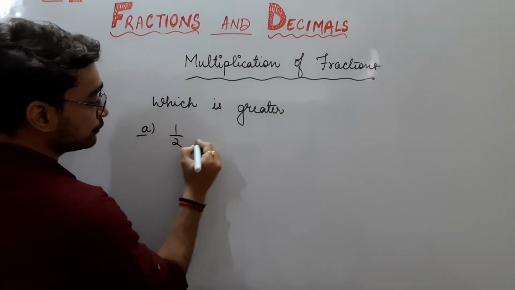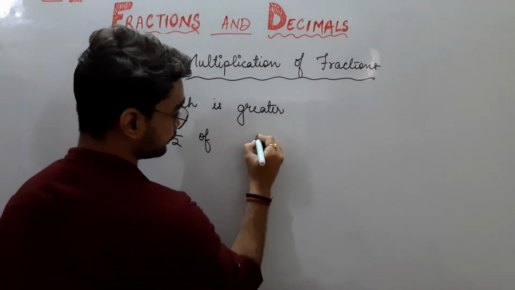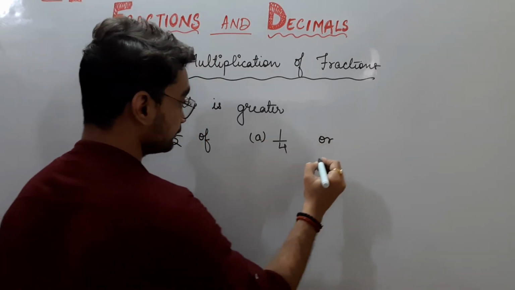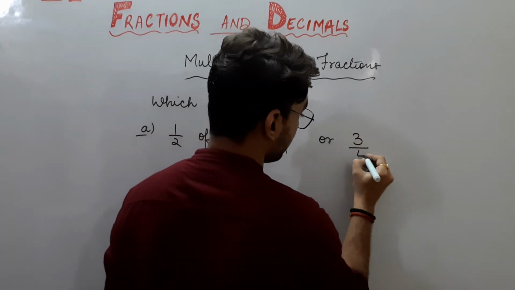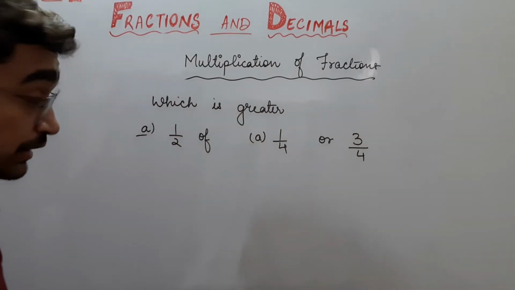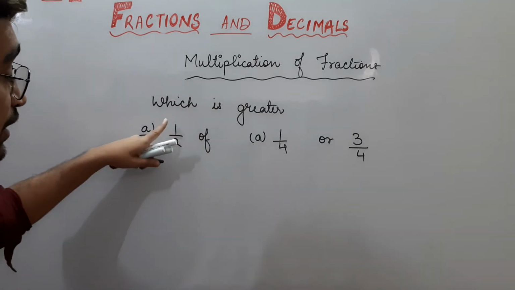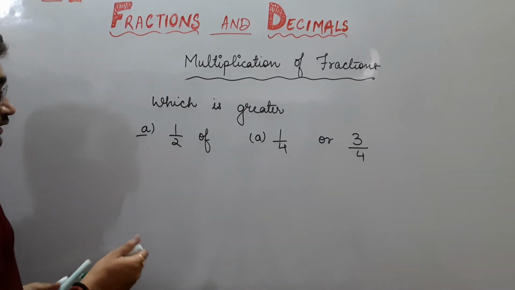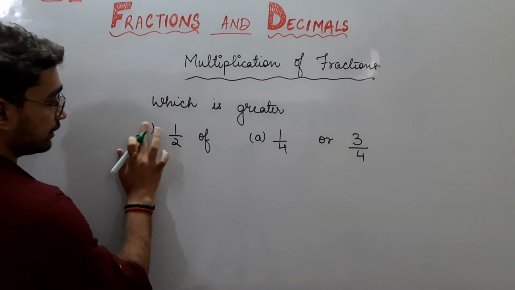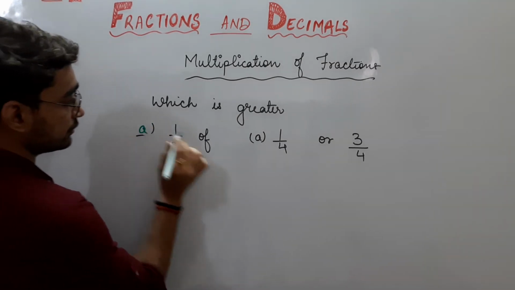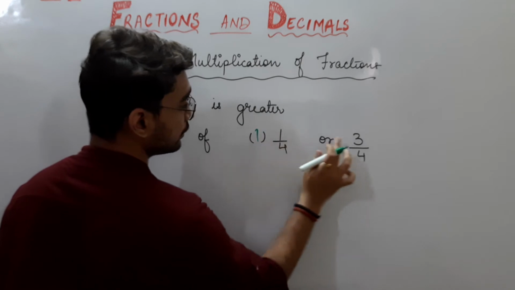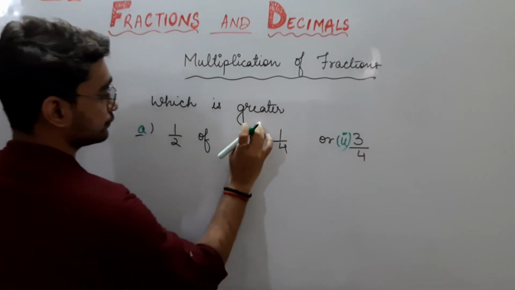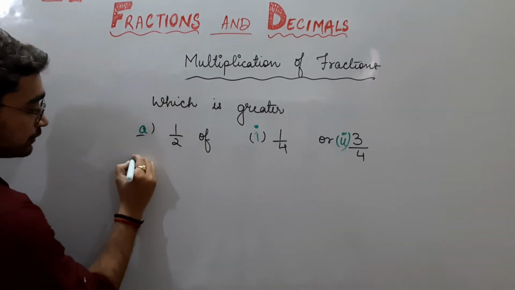1 by 2 of 1 by 4, or 3 by 4. The question is asking which is greater: 1/2 of 1 by 4, or 3 by 4. Let us check it. Let me write it. Okay, this is A, so let me write it. This is 1 and this is 2.